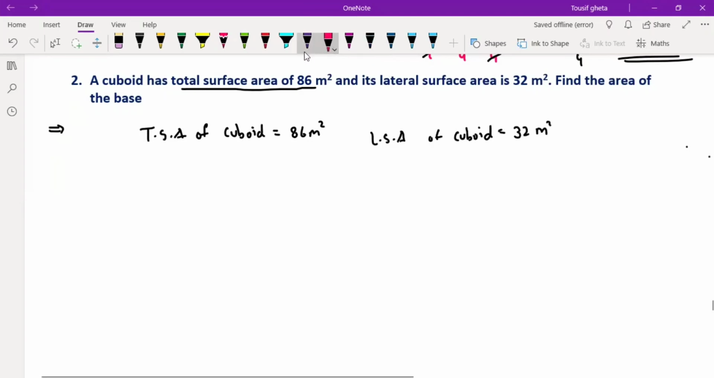Before starting it, just have the knowledge that the total surface area of a cuboid is a formula to find out the area of 6 faces of the cuboid. Okay, 6 faces, or else you can call it 6 walls. Whereas the lateral surface area of a cuboid formula is used just to find out the area of 4 faces. Okay, and each face of the cuboid is similar to the shape of a rectangle.